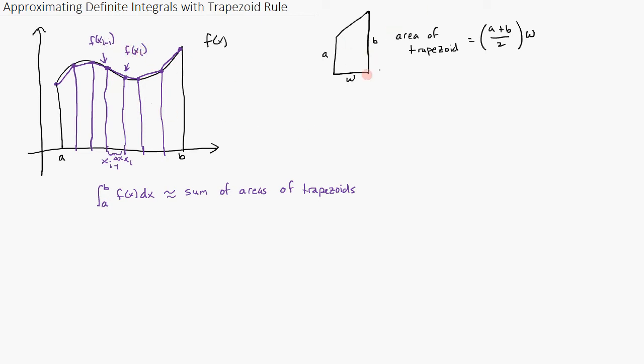Okay, so now the general formula for the area of a trapezoid, with the two legs being a and b and the width being w, is to take the average of the two legs, a plus b over 2, and then times the width. And so for this particular trapezoid, the area of the ith trapezoid, using this formula, you take the average of the two legs, which would be the function values, so f of x sub i minus 1 plus f of x sub i, take their average, and then times the width, which is delta x. So we'll use this in trying to compute the integral.